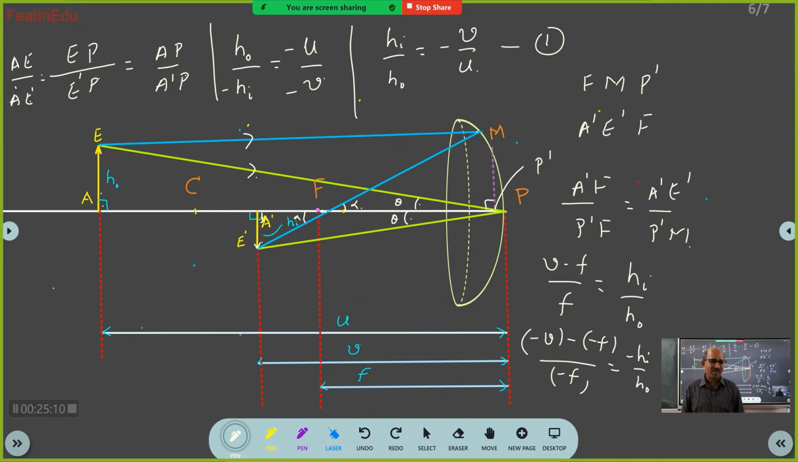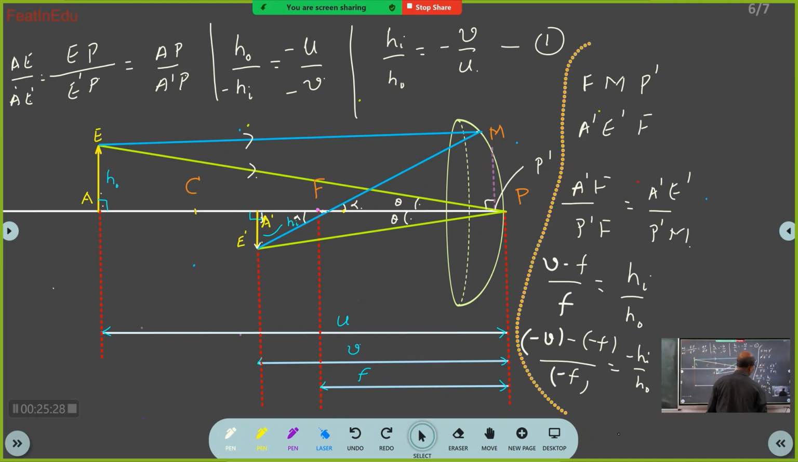V is given, F is given, find out U. That is still first standard, second standard sums. Now you should know this, and then I can solve very interesting sums for all. You will also feel very good. Now I have written the sign conventions, with all the sign convention. So now you simplify.